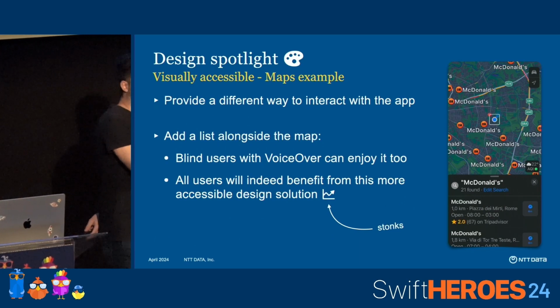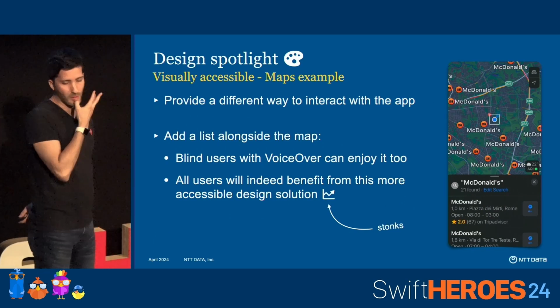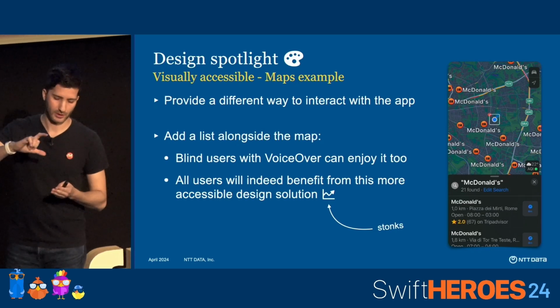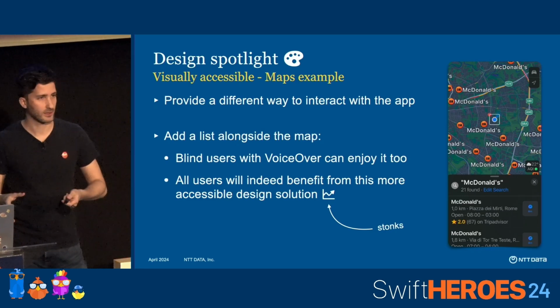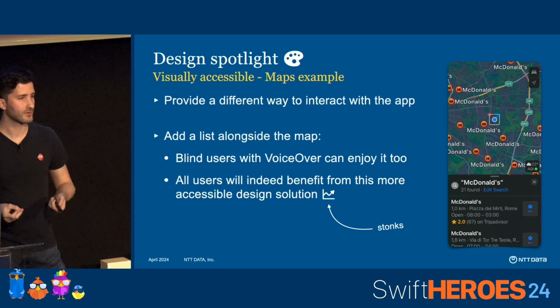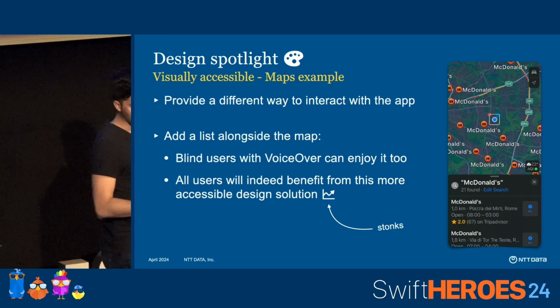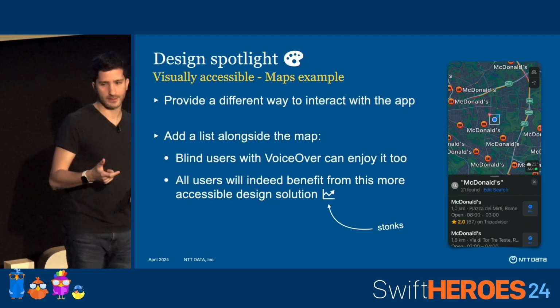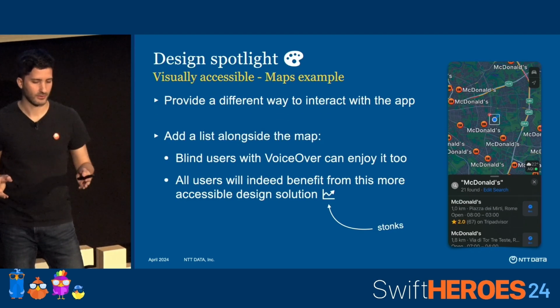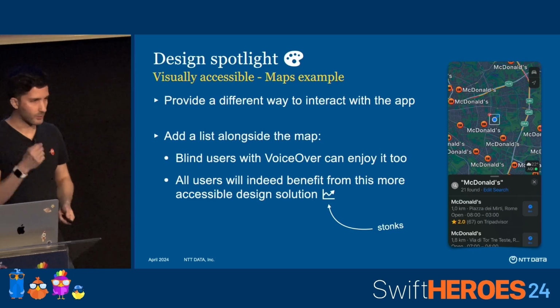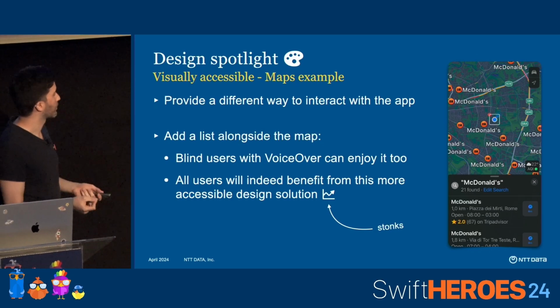This is a great example. In the Maps app, we have several ways of interaction, because for sighted users, we have the giant map on top, but the list at the bottom makes it useful even for blind users, who can use VoiceOver to navigate it and enjoy it too. And actually, it's a design choice that is a benefit for all users. So it means that our app will reach more users.